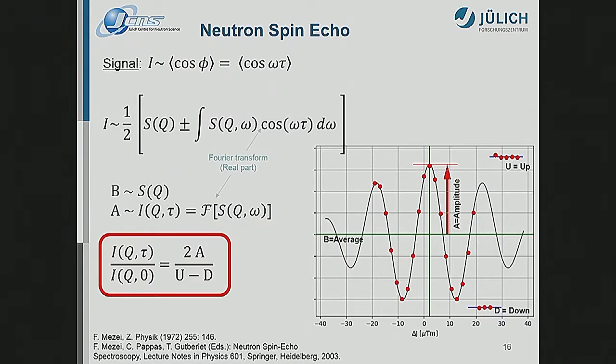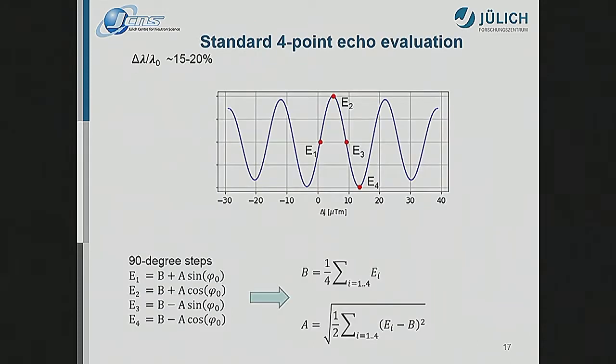So that, in the end, for every little wiggle, echo group, whatever you want to call this thing, we get the normalized intermediate scattering function that just is calculated according to this very simple algebraic formula. So the amplitude, 2 times amplitude over up minus down. That's, in a nutshell, the reduction process that gets you to the end product.